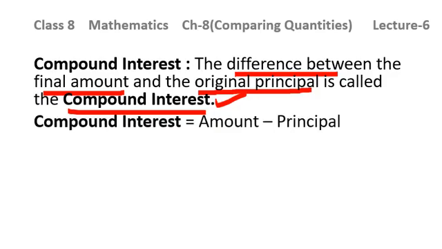Then compound interest is given by amount, this is your final amount, minus the original principal, as mentioned in the definition.